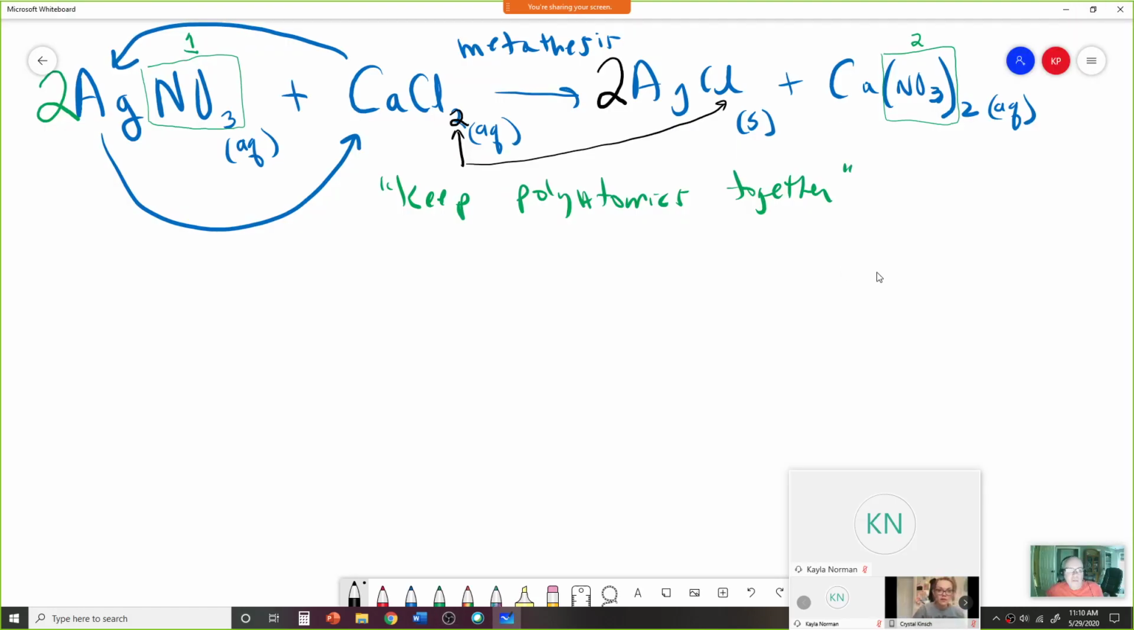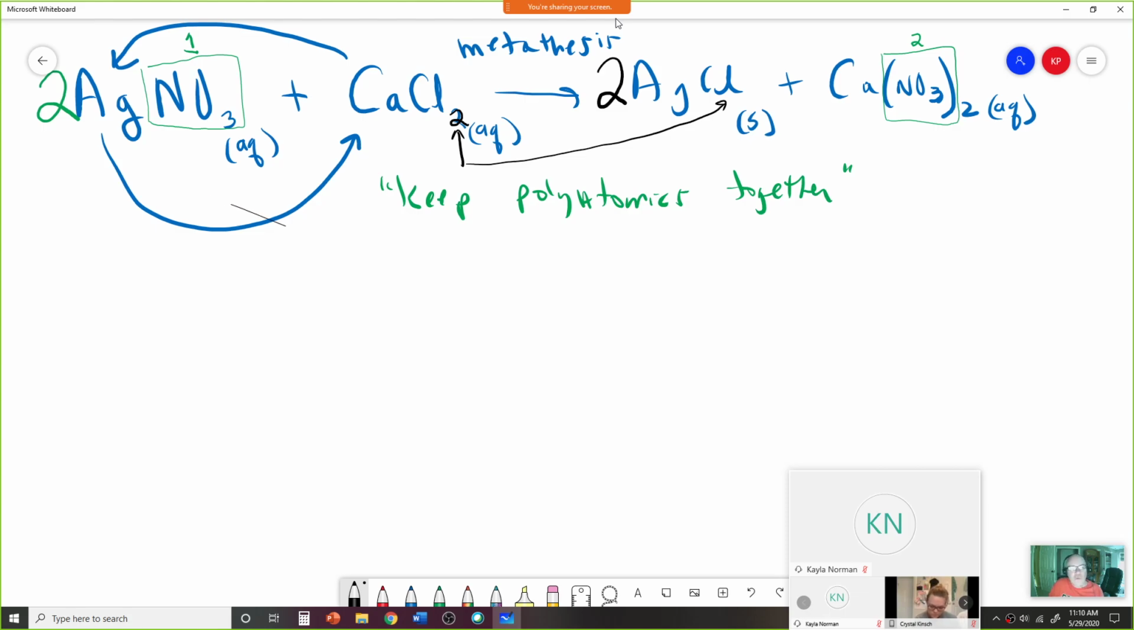Okay, so so far we have 2 silver nitrates and we have calcium chloride, and now we've decided that we have 2 silver chlorides to go with this. And so that balances out the silver nitrate, that balances out the calcium chloride, and that balances out the silver chloride, and I look at the calcium nitrate and that's balanced. So this whole thing now is balanced.